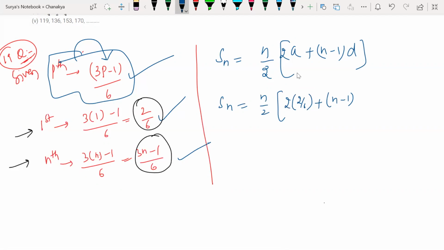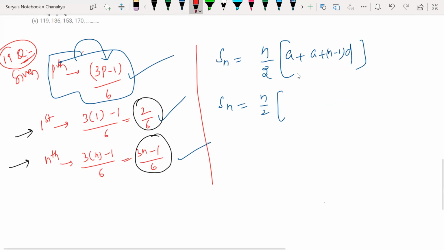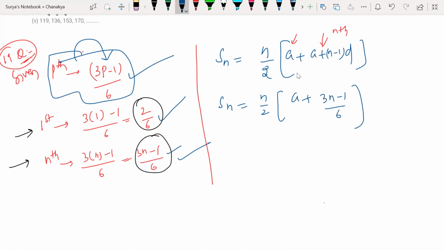For finding d, instead of doing all this stuff, let us write the second term and the first term. Look at this: a plus n minus 1 d, this is my nth term formula, isn't it? This is the first term here. So a as it is, I'm writing nth term. What I got here: 3n minus 1 by 6. So first term a is 2 by 6.